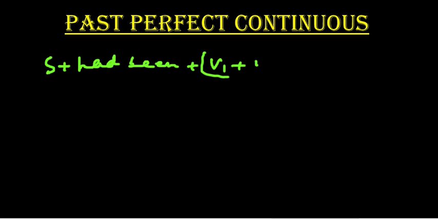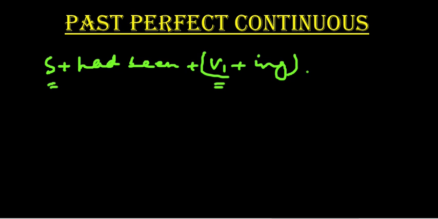Now coming to the past perfect continuous tense. The past perfect continuous is used to say that the activity was happening in the past. It can be expressed as the formula s plus had been plus v1 plus ing. Here s is the subject, v1 is present form of verb.